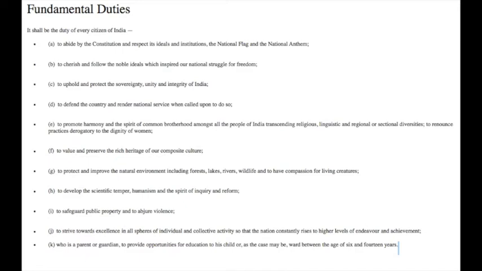To develop scientific temper, humanism, and the spirit of inquiry and reform. To develop scientific temper. There is a reason behind everything. Try to know the reason scientifically. There is no shortcut to the truth except the scientific method. So we should develop scientific temper to know the reason behind everything.